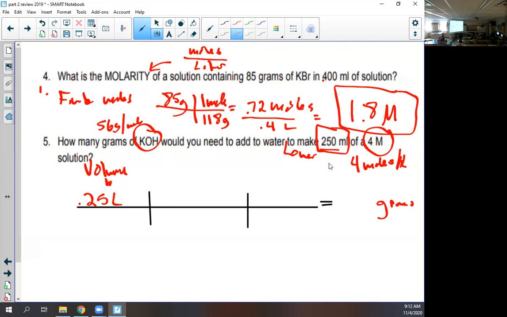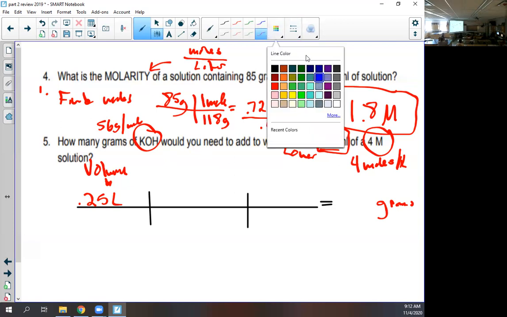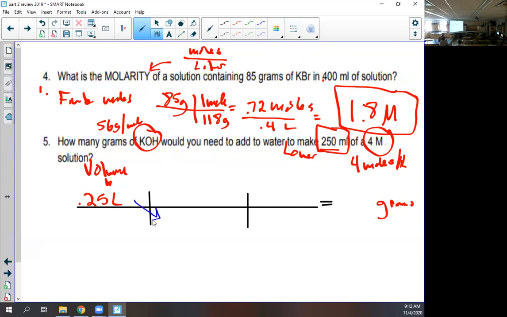Okay, please look. I start with the volume. Then if liters are up here, where do they need to go? Down. So I have this 4 moles for every 1 liter. Now, check. I want grams. Are moles grams? No. So I need another step, right? So I need to come down here. This unit always goes there. For every 1 mole, I have 56 grams. And then you multiply. 0.25 times 4 is just 1. Times 56 is 56.